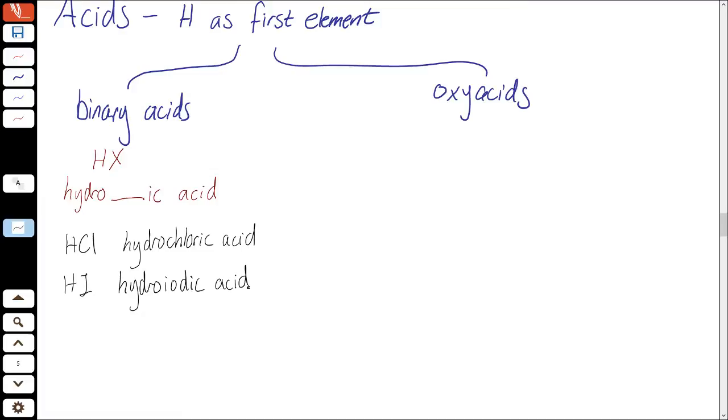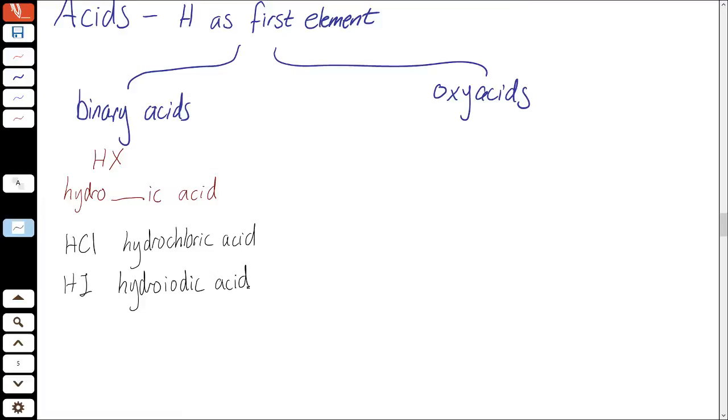It is a little tricky to know where you cut it out. How do you know that it's hydroiodic acid and not hydroiodinic acid or something like that? And the answer is just practice. There's only so many of these things, so if you see them a few times, you'll start to recognize what the right name is and the not right name is.